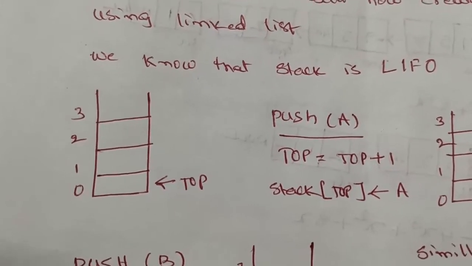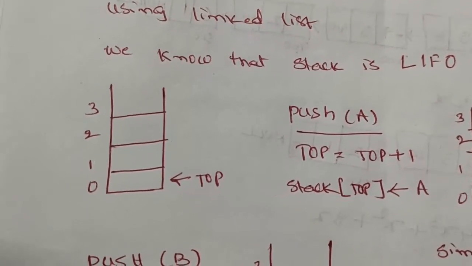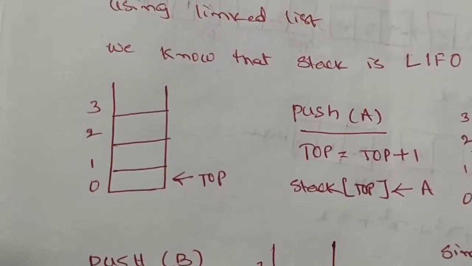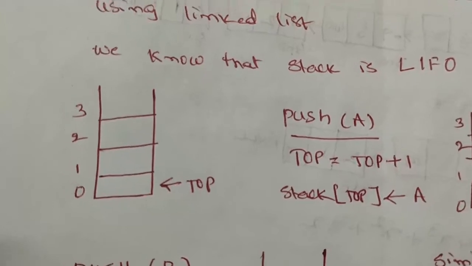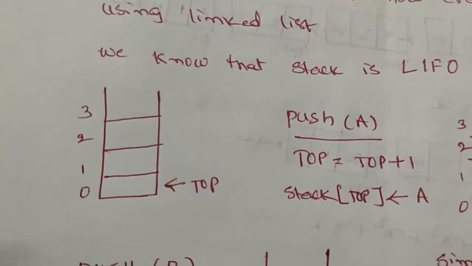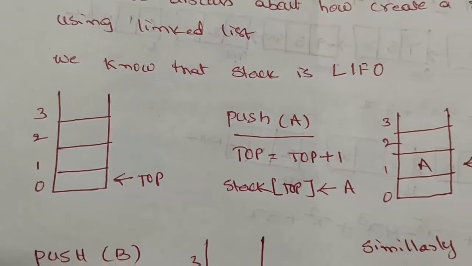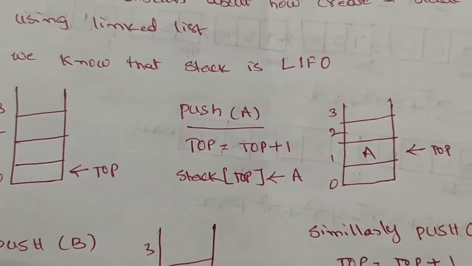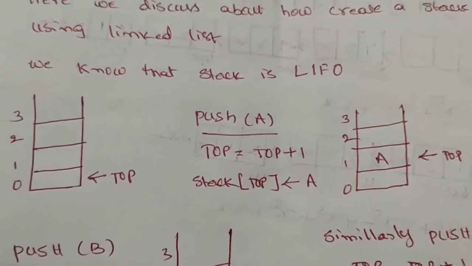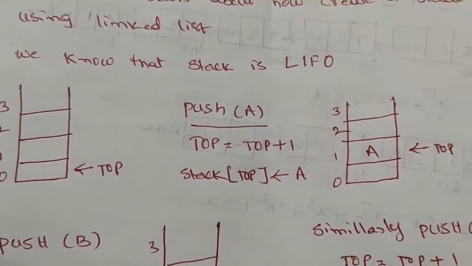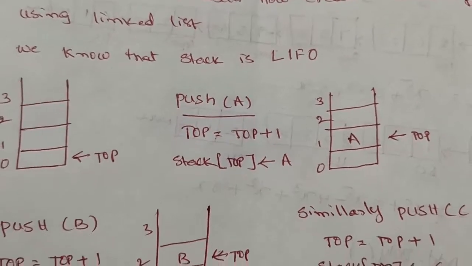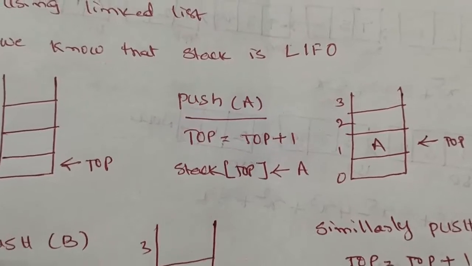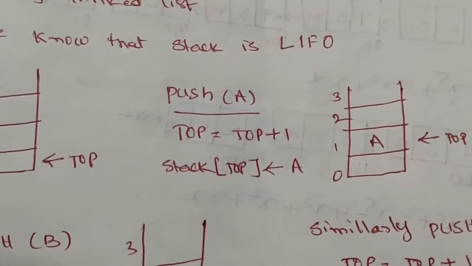To keep track of the elements within the stack, we use one pointer variable generally called top or stack pointer. And we can perform only two operations over the stack. One is the push operation and another one is the pop operation. Let us consider an example. I would like to push the element A into the stack.